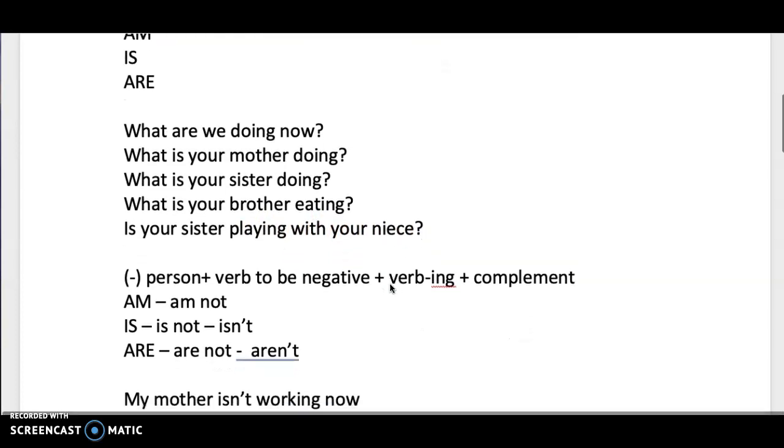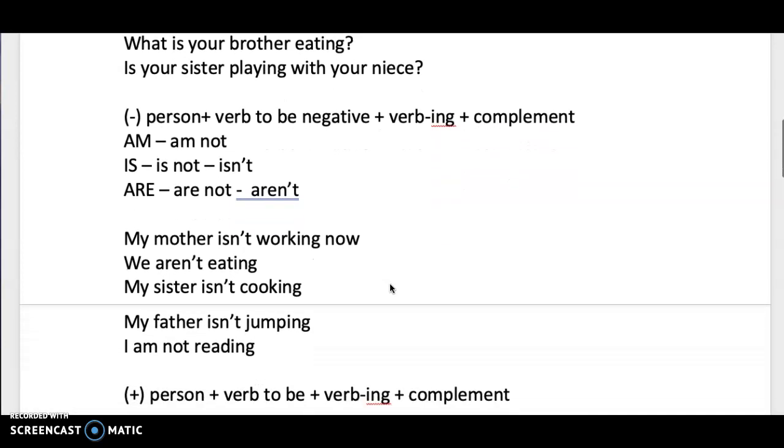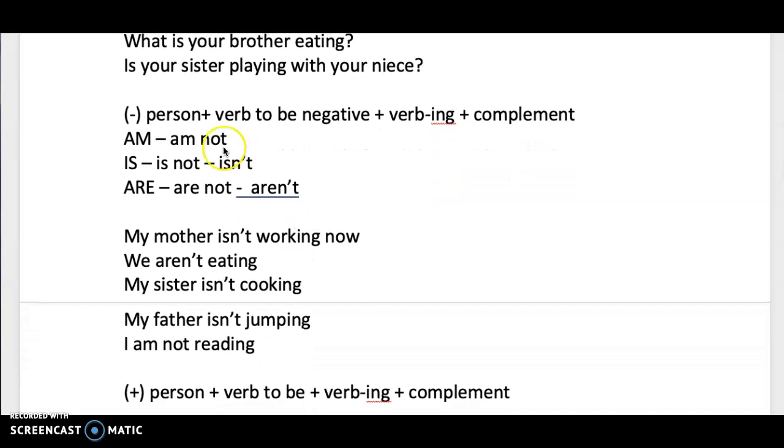When we have a negative sentence, we have this formula. Remember, the person or the subject pronoun, the verb to be negative. And what is the verb to be negative, guys? Remember, the verb to be is am, is, and are. Now, the negative form is am not, is not, or the contraction isn't, are not, or the contraction aren't. Repeat, am not, isn't, aren't. Very good.